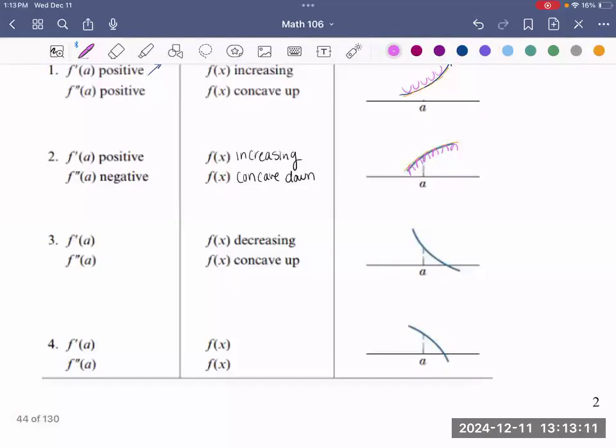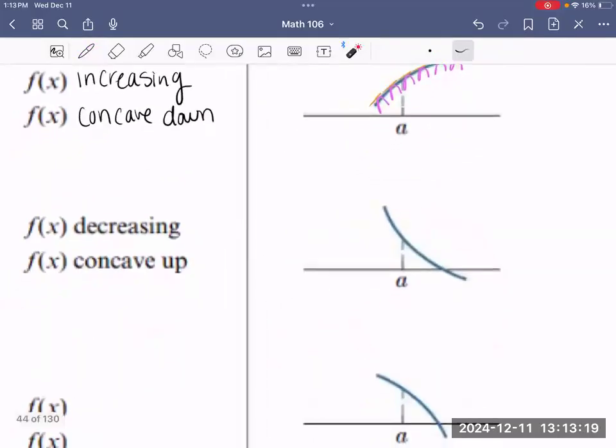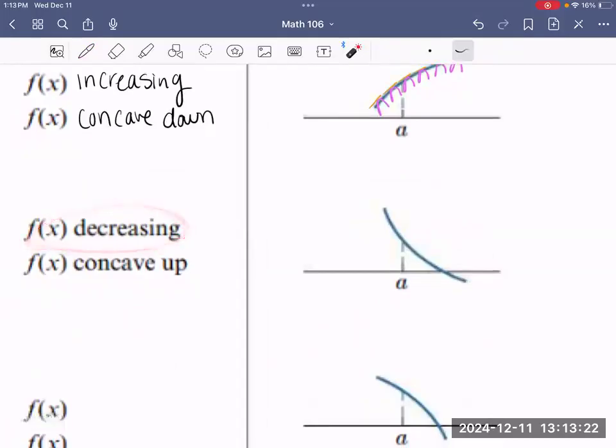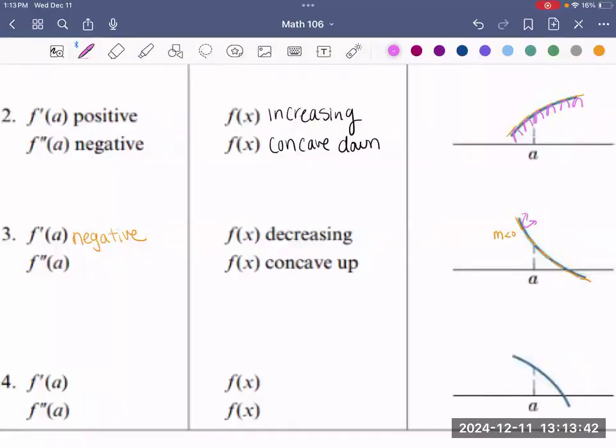So now let's see if we can make that same idea with 3 and 4, filling in those gaps based on this picture. It says your function is decreasing, and we can see that here. Now, what does that say about your first derivative? Well, these slopes are all negative. Your first derivative, therefore, has to be negative. We're also concave up. Now, what does that say about your second derivative? Well, your second derivative, therefore, has to be positive.